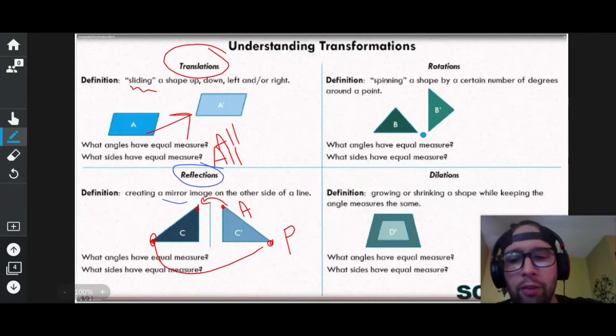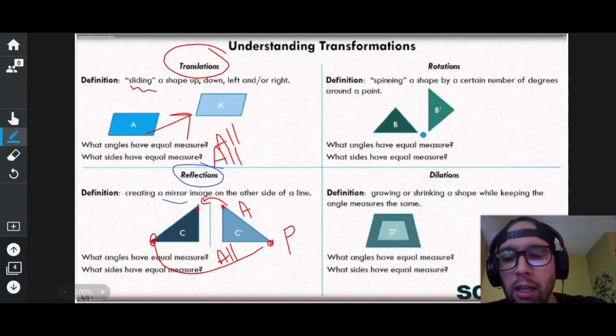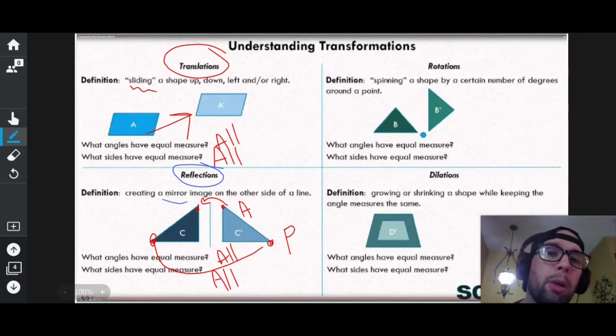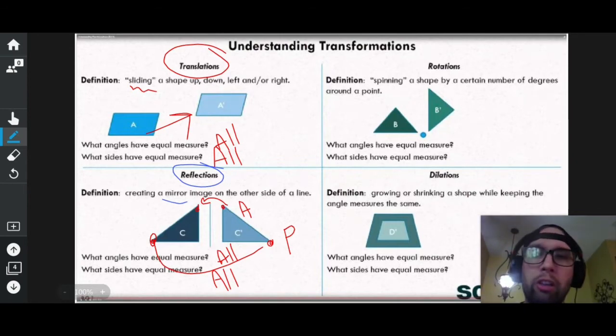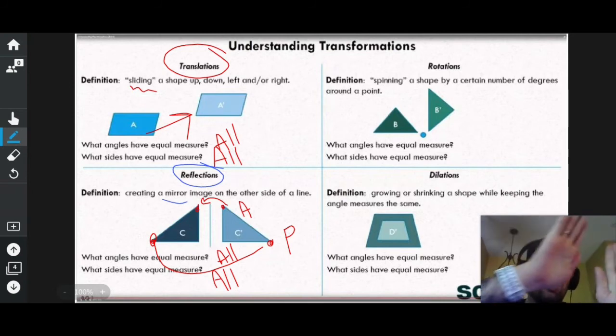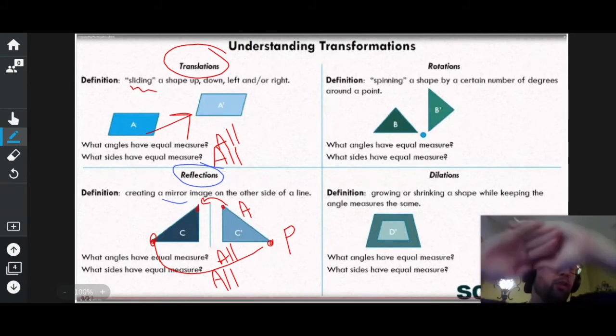What angles have the same measure? All of them. The angle measures wouldn't change. And what sides have the same measure? All of them again. Your shape does not get bigger. It does not get smaller. It does not stretch out. It does not shrink. It doesn't rotate. It just goes flipped over or flipped up.